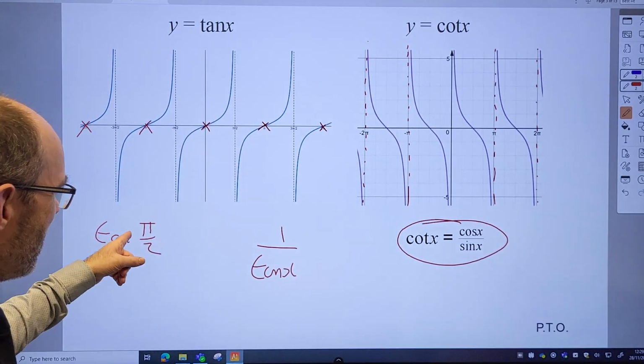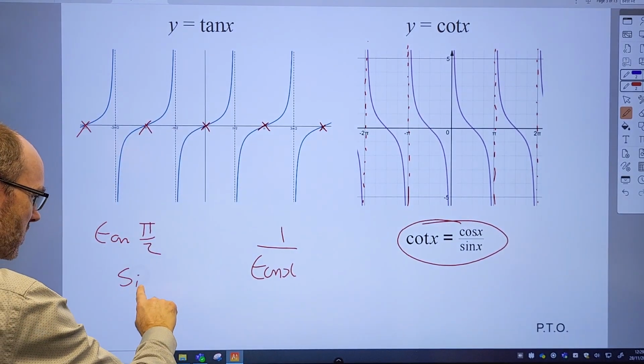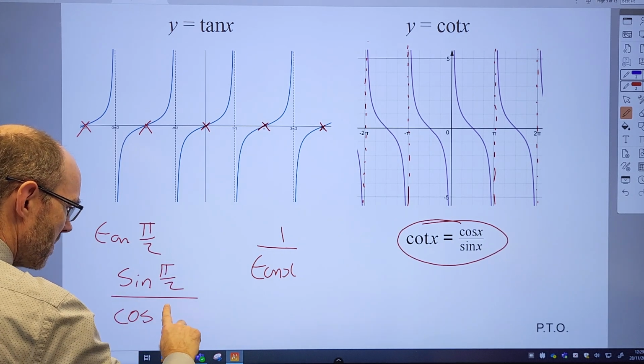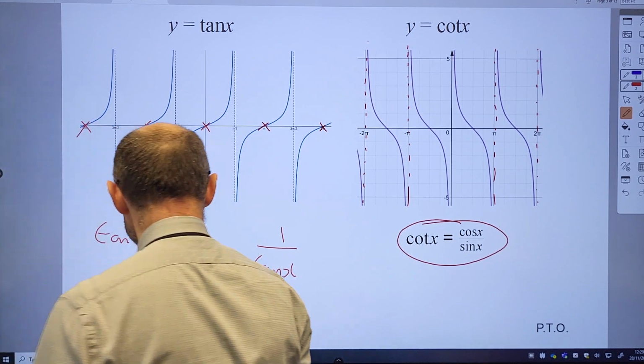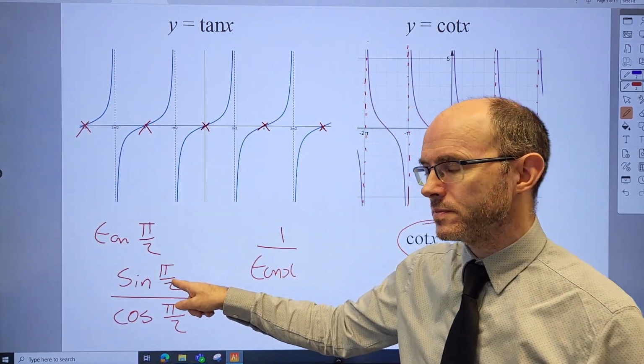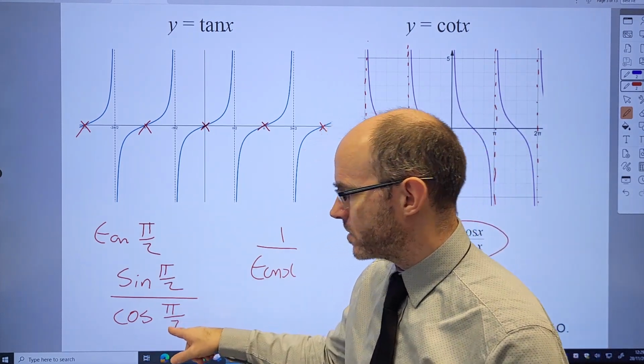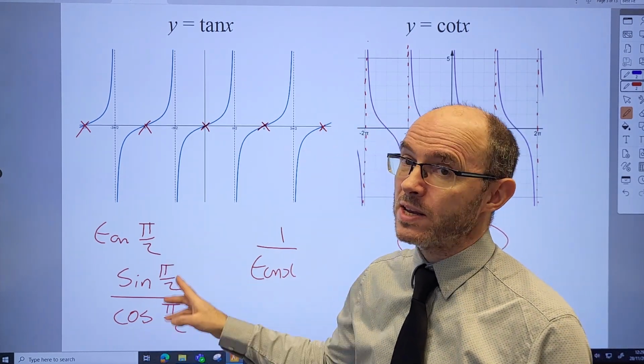So when you've got tan pi over 2, you've essentially got sine pi over 2 over cosine pi over 2. Remember, tan is the same as sine over cosine. Sine pi over 2 is equal to 1. Cosine pi over 2 is equal to 0. 1 divided by 0, hence why it's undefined.